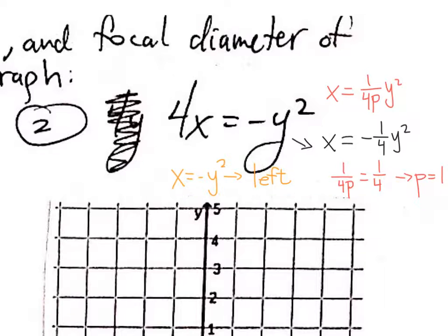Up here, next. First, I divided both sides by 4. So this gave me x equals negative 1/4 y squared. Again, this number, this 1/4, is 1 over 4p. So if 1/4 is 1 over 4p, p is 1. Because this is of the form x equals negative y squared, it's going to be opening to the left.